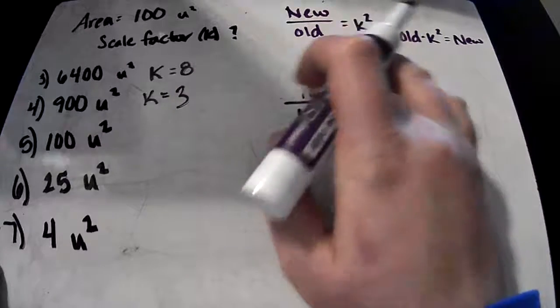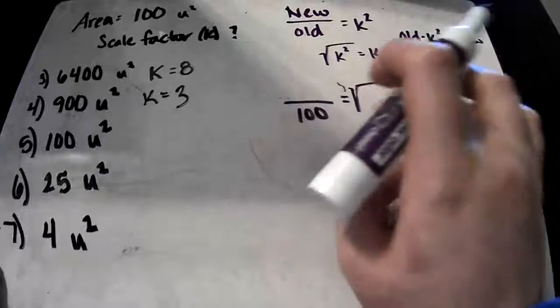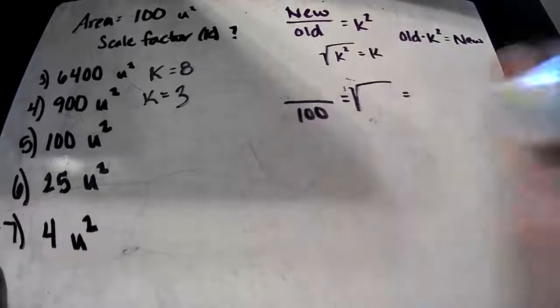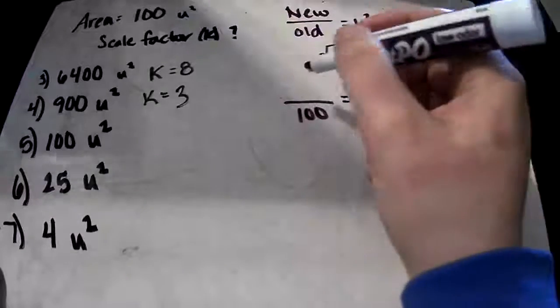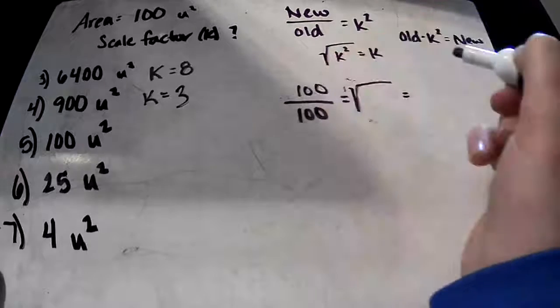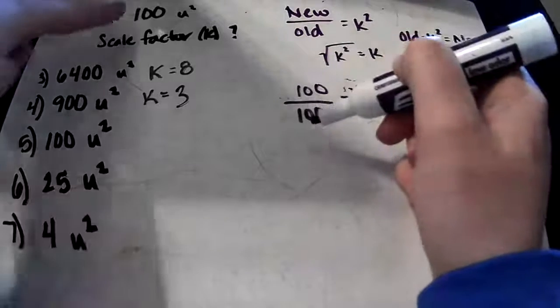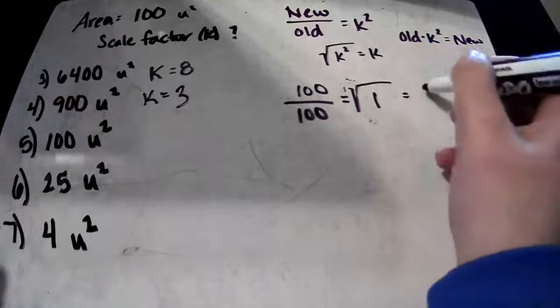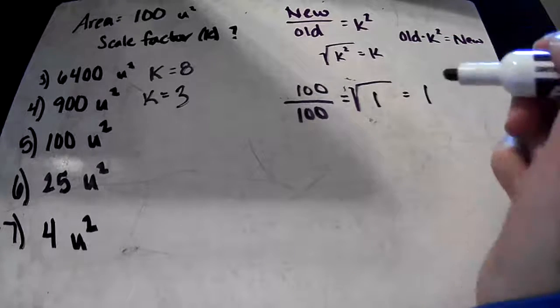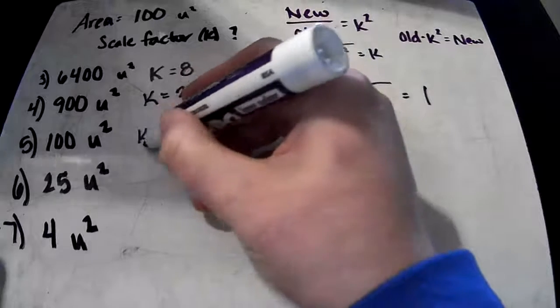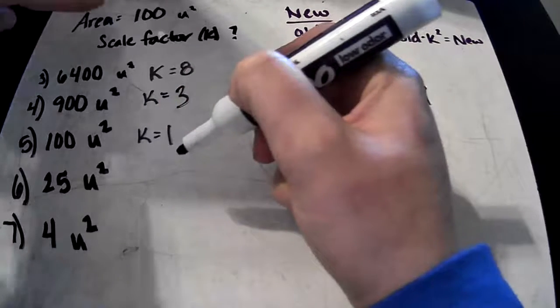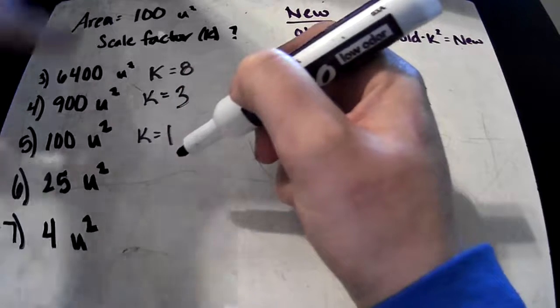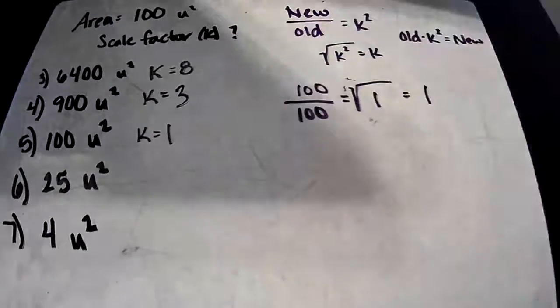Number 5, we'll work through this process, but we may be able to think about this another way. On number 5, our new area is 100, and 100 divided by our original area of 100 gives us 1. If I take the square root of 1, I get 1. It makes sense that our scale factor is 1 if we didn't change our area. If the original area and the new area are the same, our scale factor is always going to be 1.